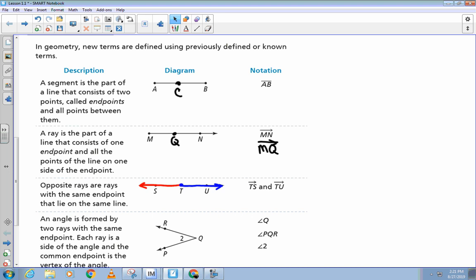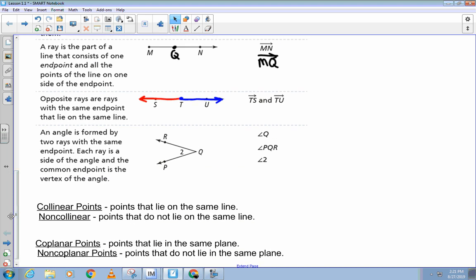Okay. Then we have an angle. They share a common point too, but the difference between opposite rays and an angle is they're not all on the same line. So we have ray QR, and this is called a side of an angle. And we have ray QP, it is another side. Where they intersect each other is called the vertex. And then the space in between is the interior of the angle.